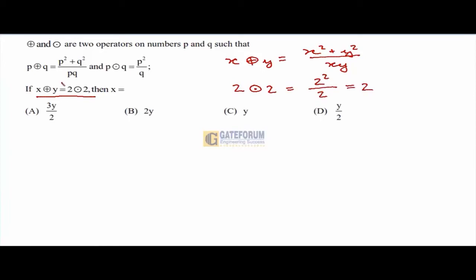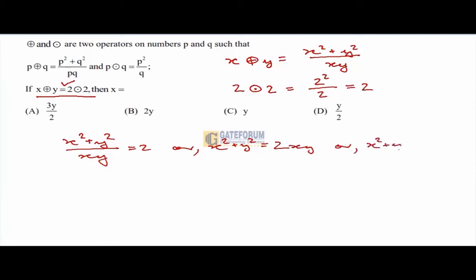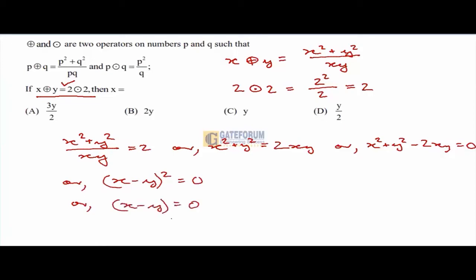Since here it has been said that they both are equal, so I can say that x square plus y square divided by xy is equal to 2. Hence, x square plus y square is equal to 2xy. Hence, x square plus y square minus 2xy is equal to 0, or x minus y whole square is equal to 0. Hence, x minus y is equal to 0. And hence we can say, therefore, x can be equal to 1. So this is our answer. Correct option rather.